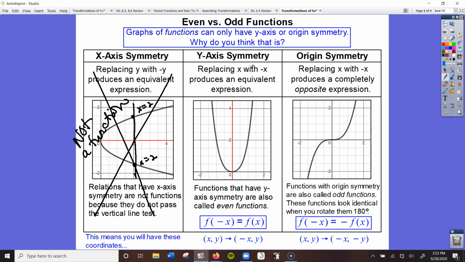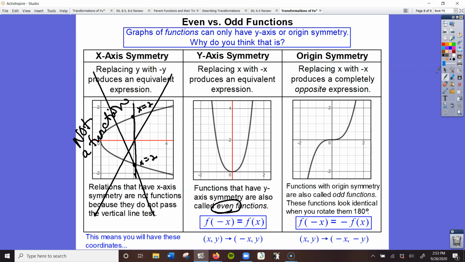However, when we have y-axis symmetry, which can happen, all right? It means that if I reflect this graph over the y-axis, it would look exactly the same. Okay, this is called an even function. Now, it's called an even function because functions that have this kind of symmetry typically have exponents that are all even. Don't worry, you're not really going to see that quite yet, but that's why it's called an even function.